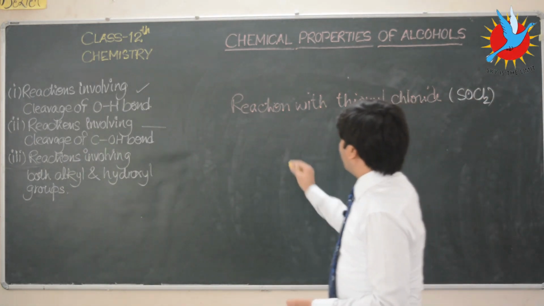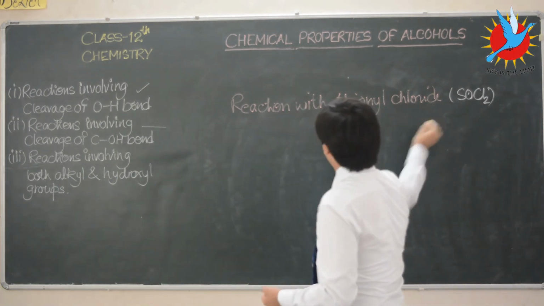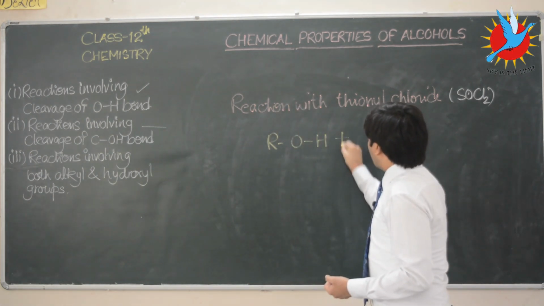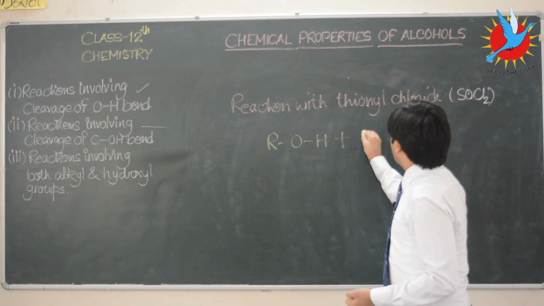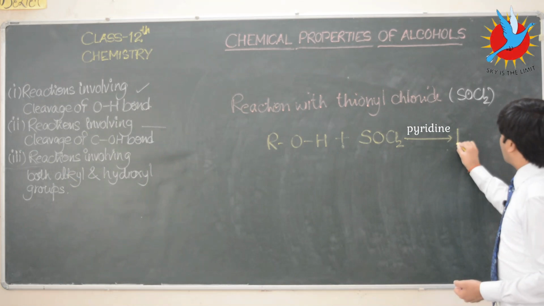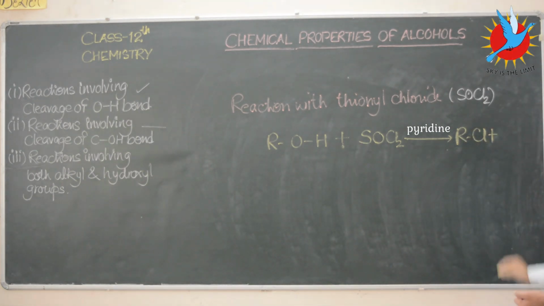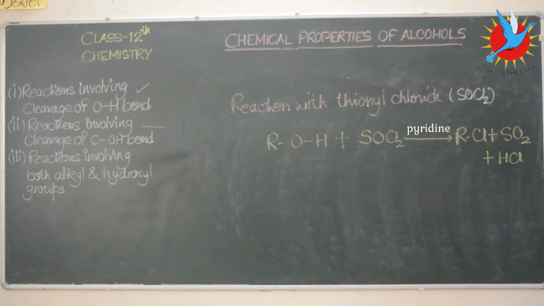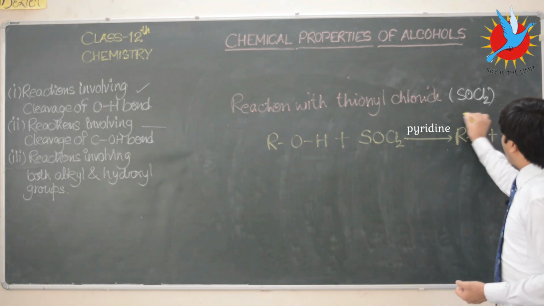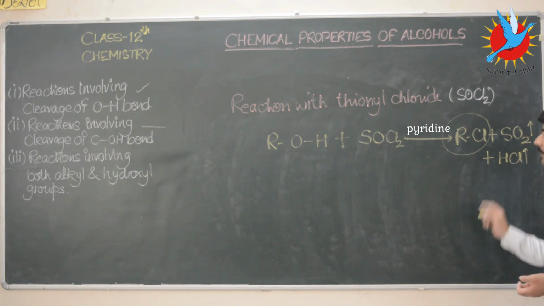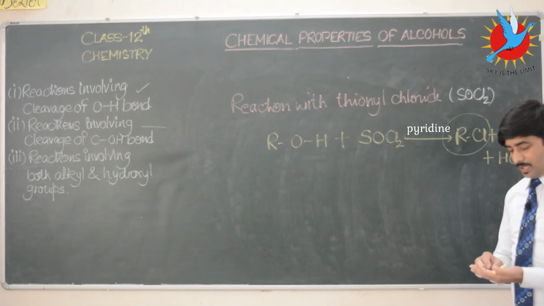So alcohol upon reaction with thionyl chloride, SOCl2, will form alkyl chloride, along with it sulfur dioxide and hydrogen chloride. And this is a good method for the preparation of alkyl halide because both the byproducts are gaseous in nature and can escape from there very easily.